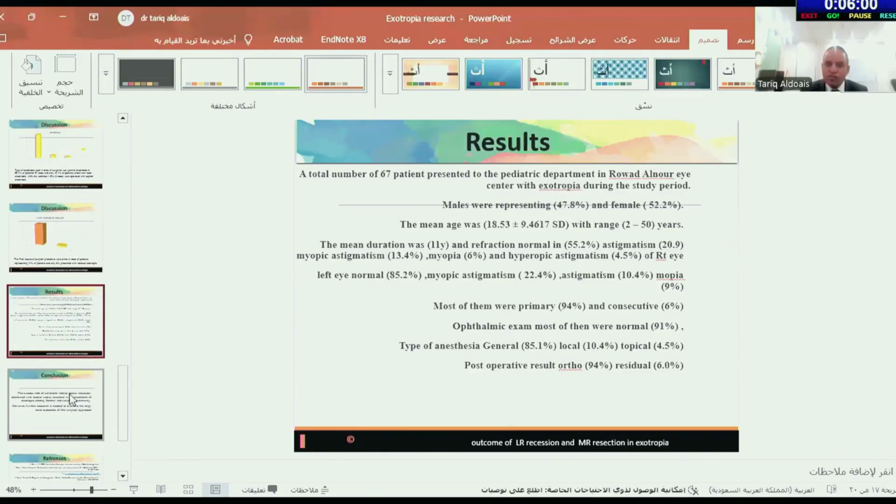Results: a total of 67 patients presented to the pediatric department. The mean age was 9 years. Most were primary exotropia; consecutive cases were excluded from this study.